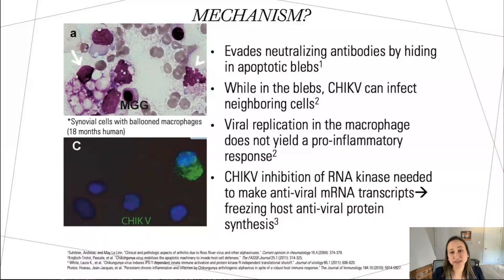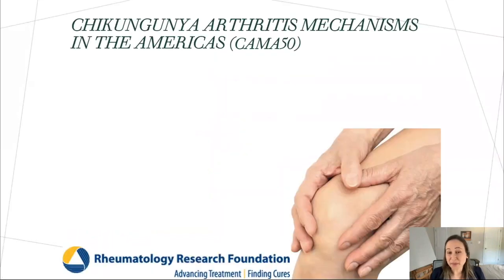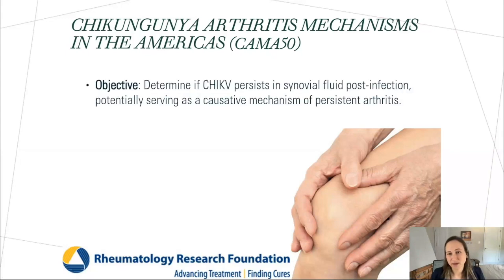We know that while chikungunya is in the blebs, it can infect neighboring cells, and that viral replication in macrophages does not yield a pro-inflammatory response. And that, in fact, chikungunya inhibits RNA kinases needed to make antiviral mRNA transcripts. So that led us to the hypothesis that perhaps chikungunya remains in the joint as the causative mechanism for persistent arthritis. We were funded by the Rheumatology Research Foundation to investigate this hypothesis.